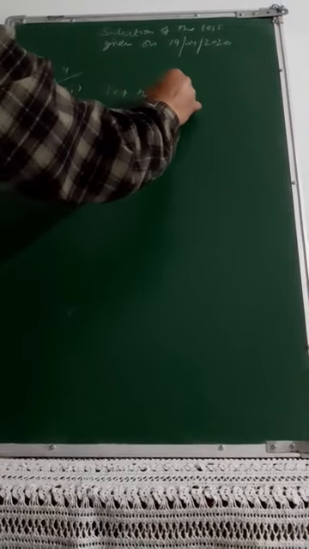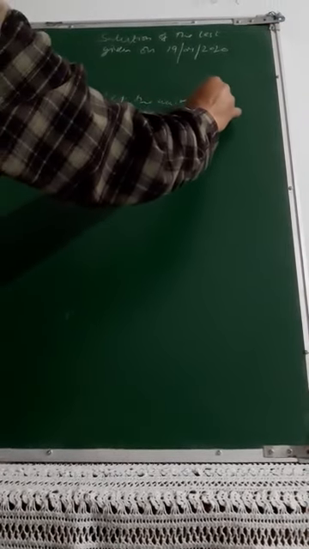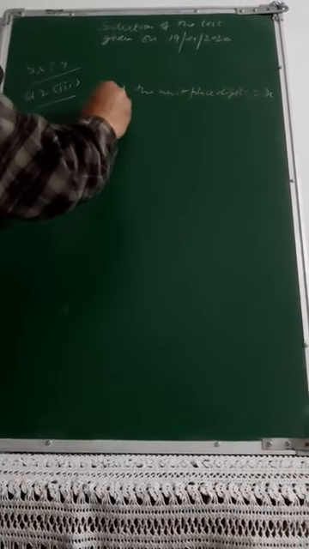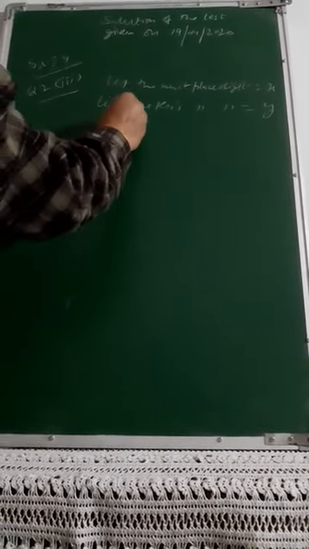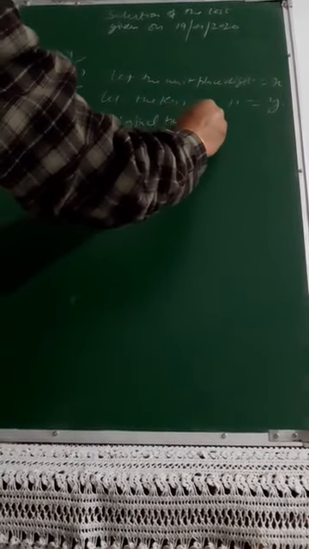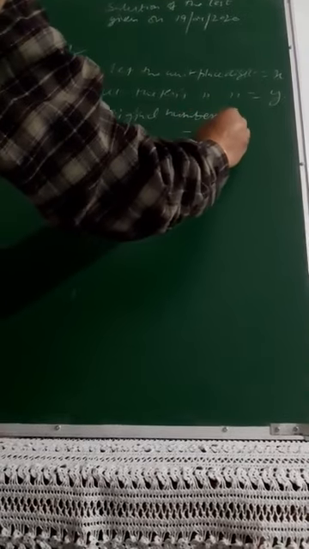Let the unit place digit be x, and let the tens place digit be y, because we are working in two variables. So therefore the original number will always be equal to 10y plus x.